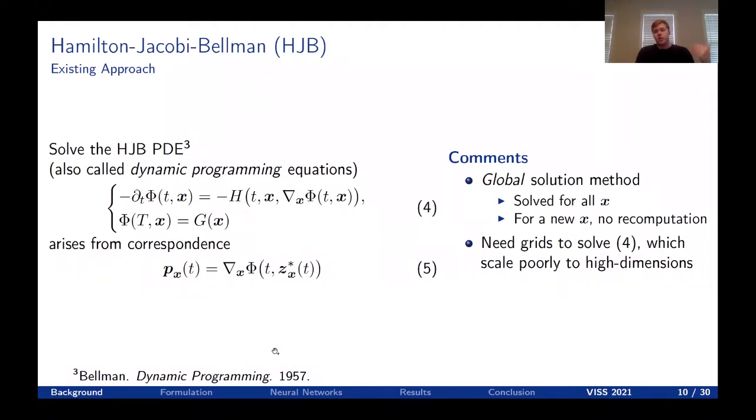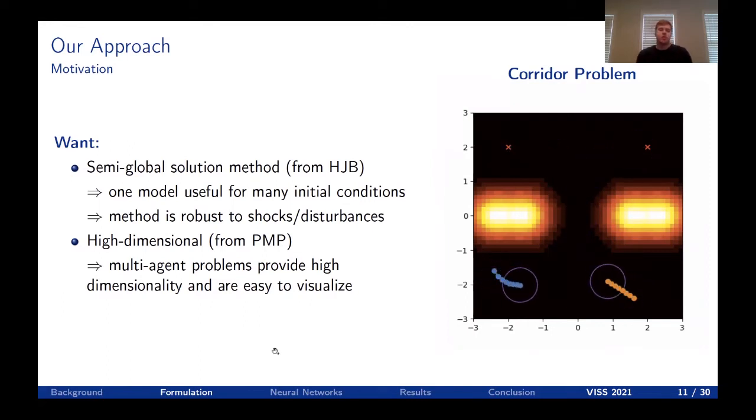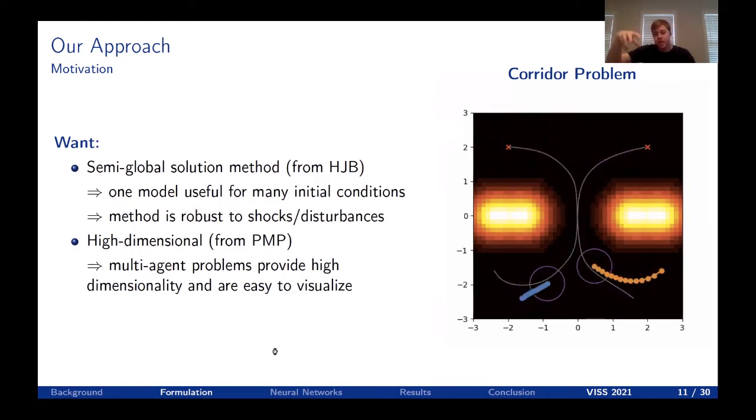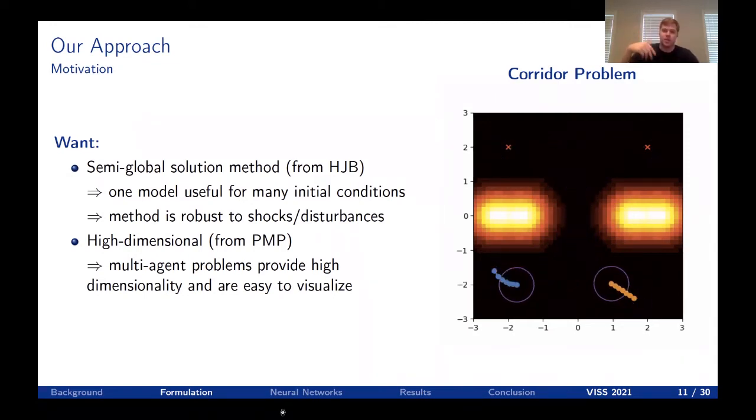where your costs increase exponentially as your dimensionality D increases. So what we want to do is take the benefits of both of those approaches and combine them into one method. We're going for the semi-global solution method, where if you change that initial condition X, you could still use the same approximation for phi. With that foresight, we're going to parameterize phi with a neural network.